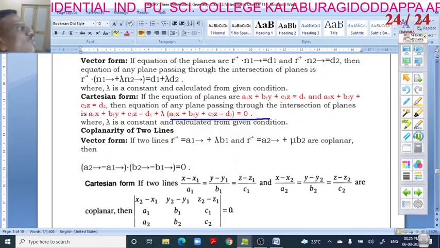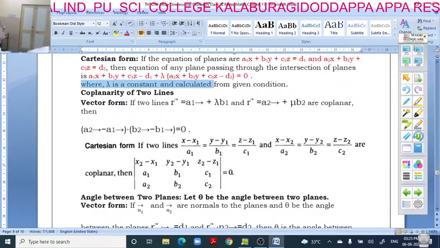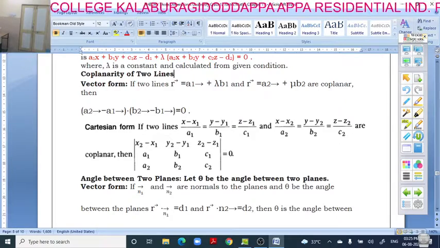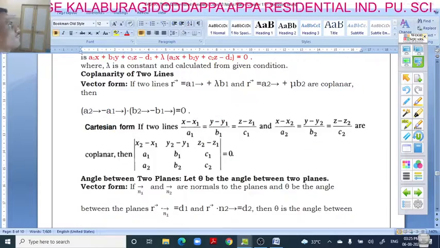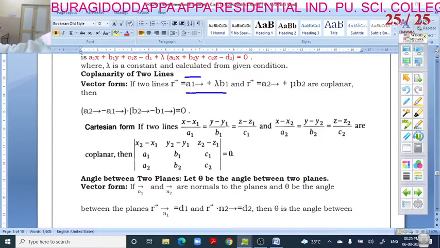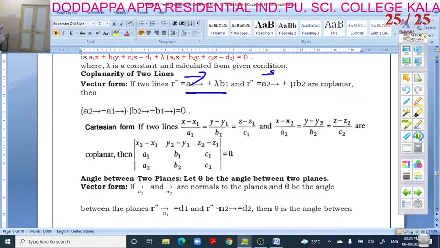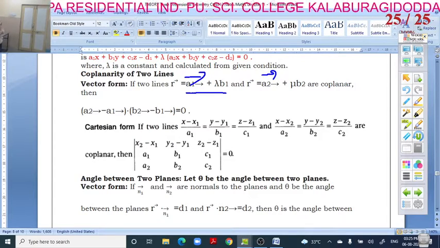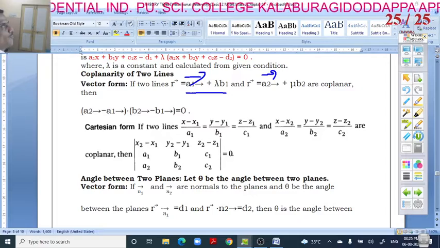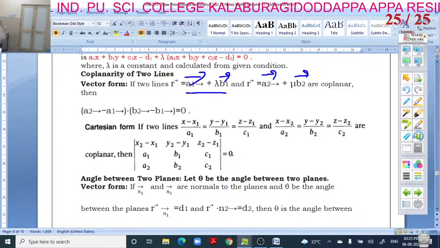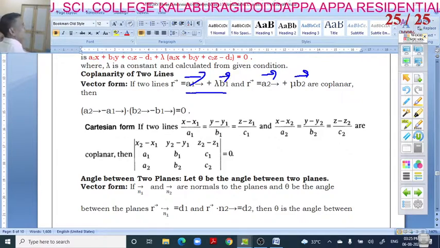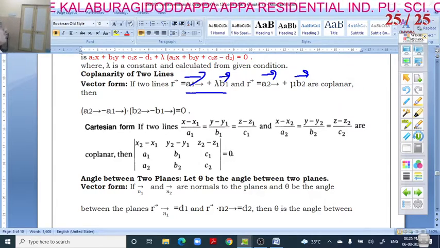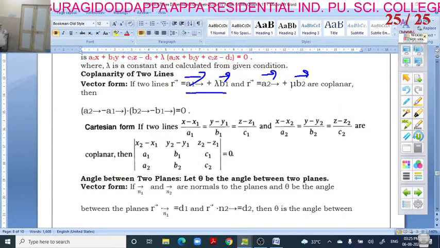So next, coplanarity of two lines. In the vector form, vector r is equal to vector a1 plus lambda b1, and vector r is equal to vector a2 plus mu b2. If these are coplanar, then (vector a2 minus a1) dot product of (vector b1 cross b2) is equal to 0.